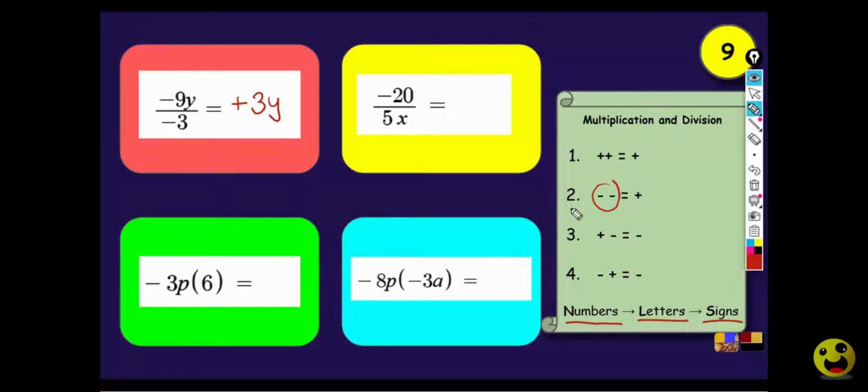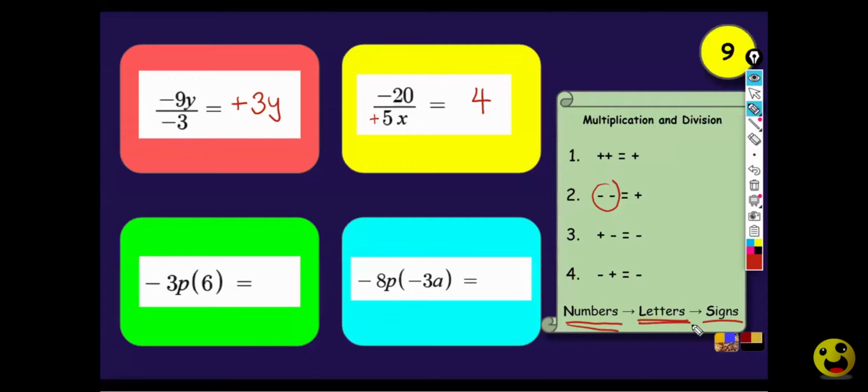Let's try the yellow question. It's a division question. Minus 20 divided by 5x. As usual, we do the numbers first. Let's divide 20 and 5. 20 divided by 5 is 4. This 5 is a positive because if you look to the left, you don't really see anything. So it's automatically positive. You have to physically write it in.